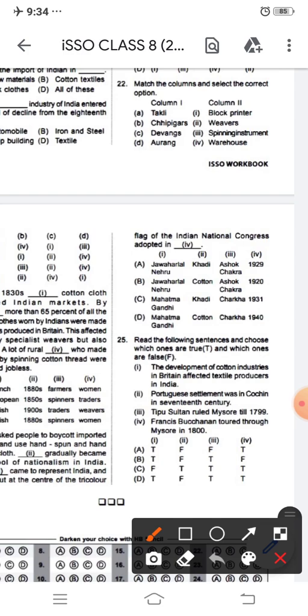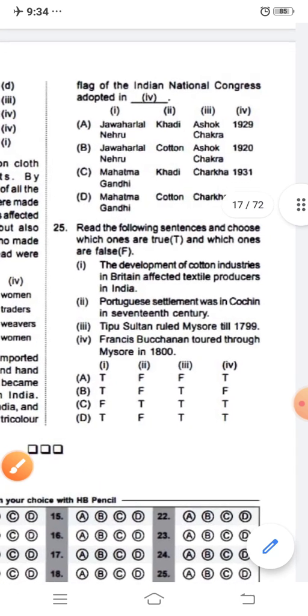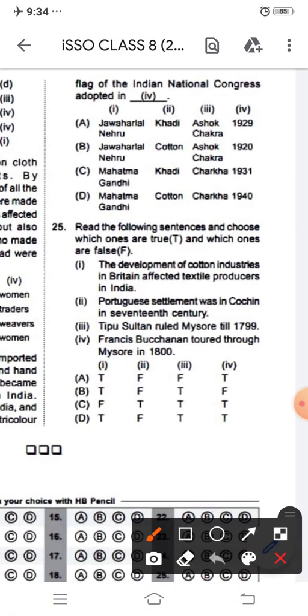The last question from this area is also a series-based true-false question. Read the following sentences and choose which one is true and which one is false. The development of cotton industries in Britain affected textile producers in India. Portuguese settlement was in Cochin in the 17th century. Tipu Sultan ruled Mysore till 1799. Francis Buchanan toured through Mysore in 1800. The correct option from this I'm going to choose is option D.